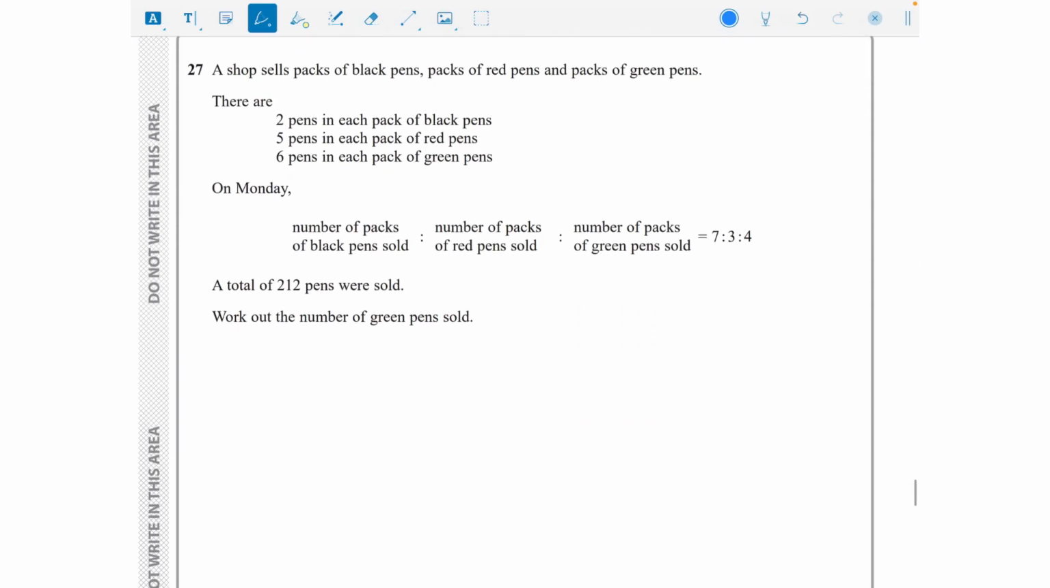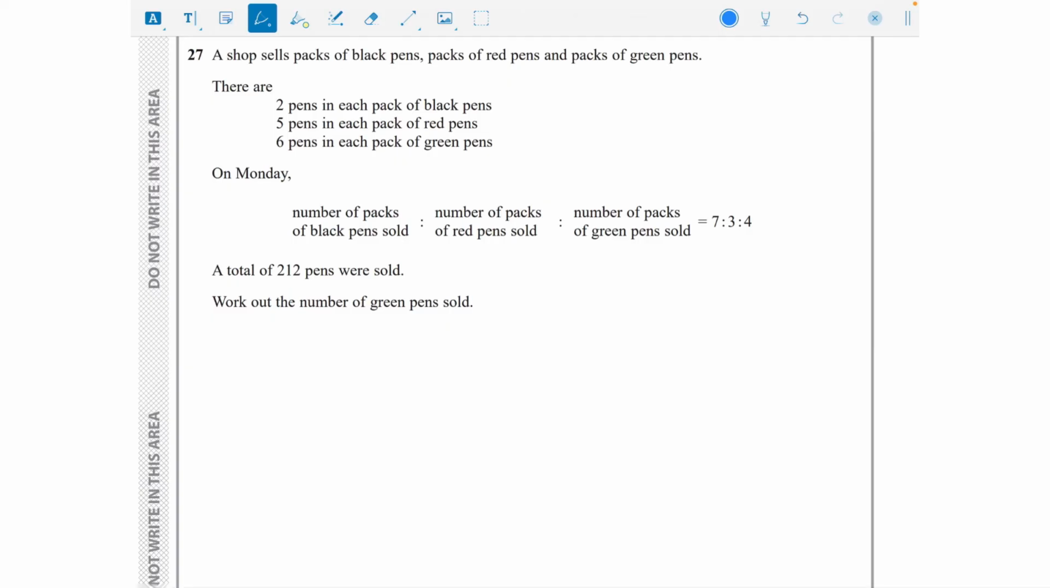Okay, question 27. A shop sells packs of black pens, packs of red pens and packs of green pens. There are 2 pens in each pack of black pens, and there are 5 pens in each pack of red pens, 6 pens in each pack of green pens. On Monday, the number of packs of black pens sold to the number of packs of red pens sold to the number of packs of green pens sold was in the ratio 7 to 3 to 4. A total of 212 pens were sold. Work out the number of green pens sold.